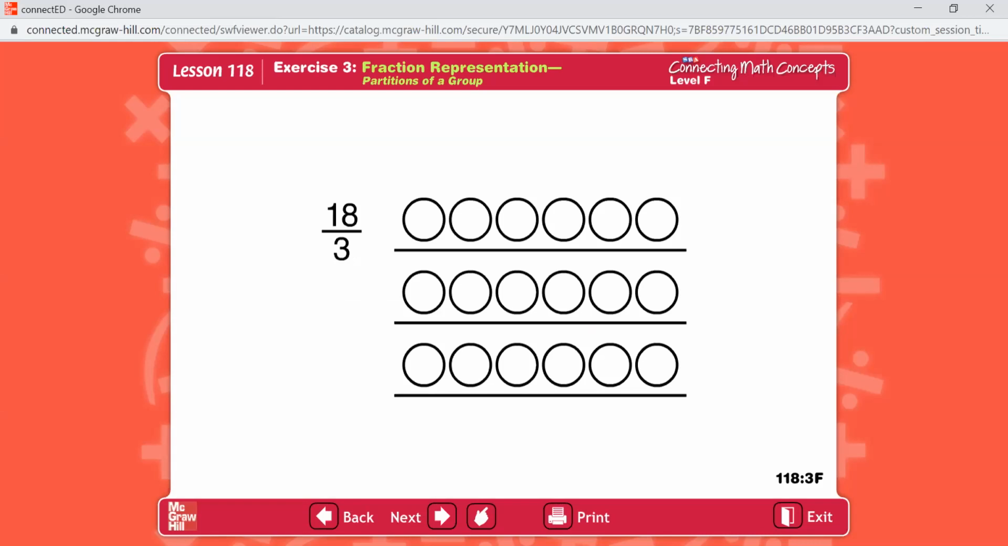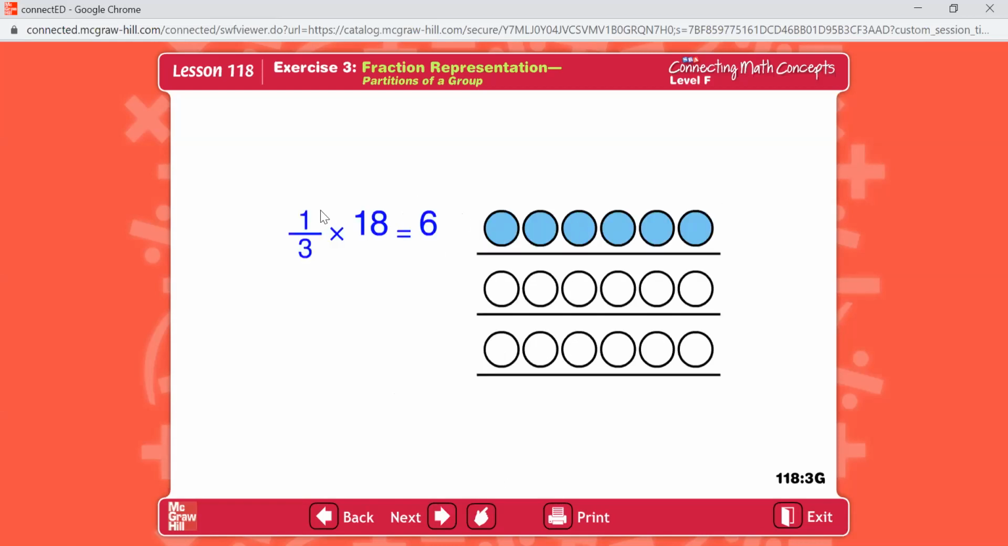Here's a diagram of 18/3. It shows how many are in each group. How many circles do you see in each group? 1, 2, 3, 4, 5, 6. There are 6 circles in each of these groups. There are 3 groups, and there's 6 in each group. We can show the number in one group as 1/3 times 18.